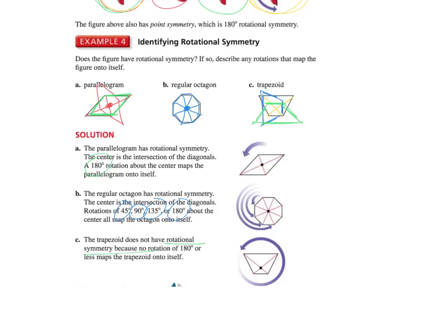That's all there is to it for rotations. If you have any questions, if you need any clarification, please make sure to ask for help.